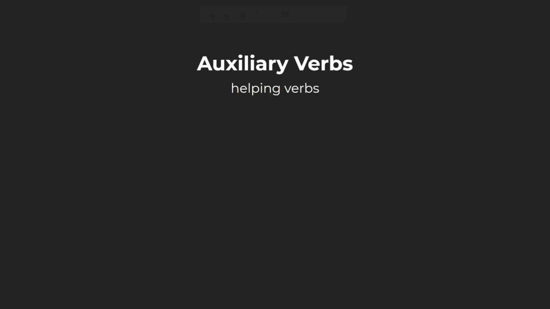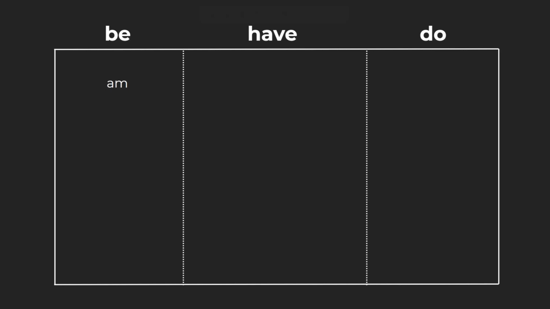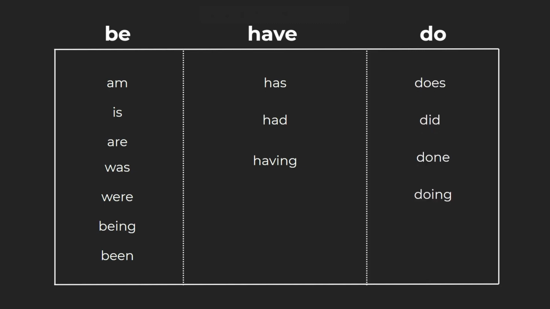Now let's talk about auxiliary verbs. You might also know them as helping verbs. The 3 most common auxiliary verbs are be, have, and do. Although this sounds simple enough, keep in mind that this includes all forms of these words. As a quick reminder, be includes am, is, are, was, were, being, and been. Have includes has, had, and having, and do includes does, did, done, and doing.